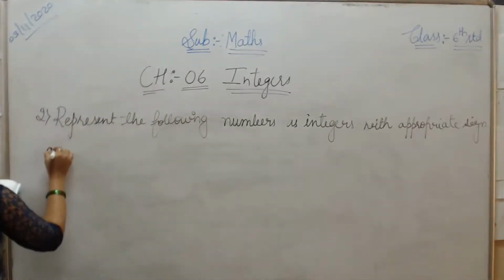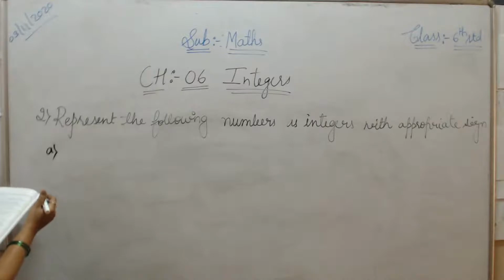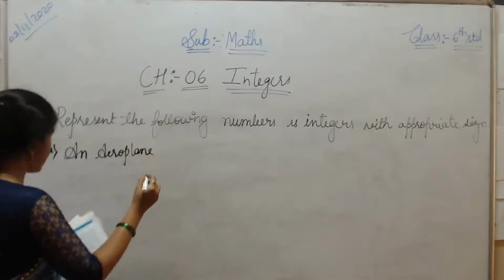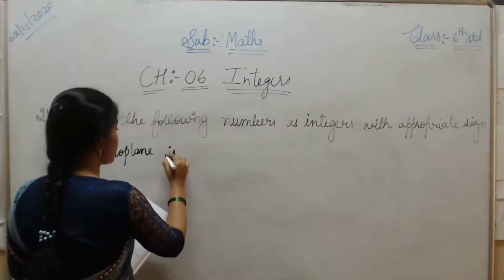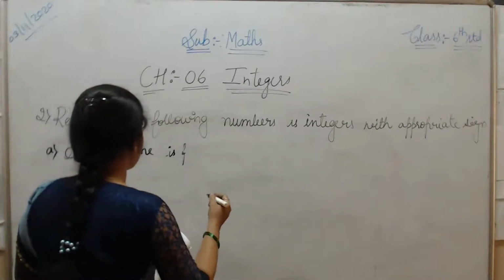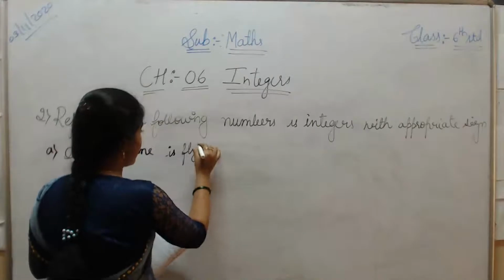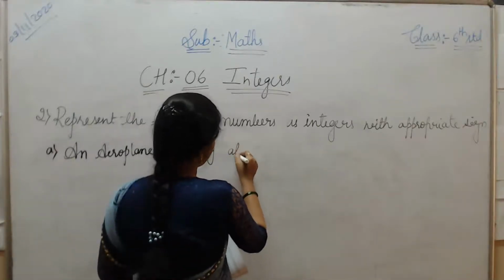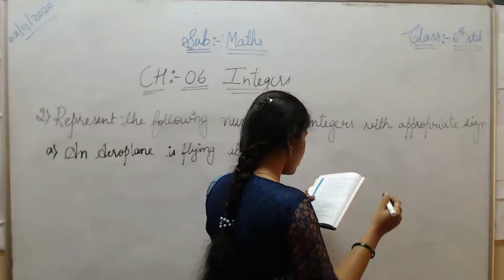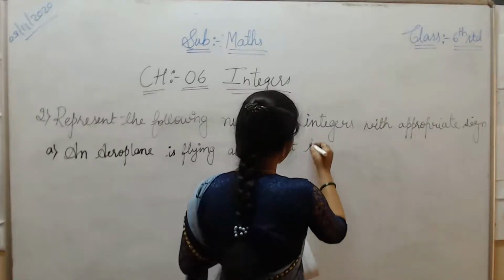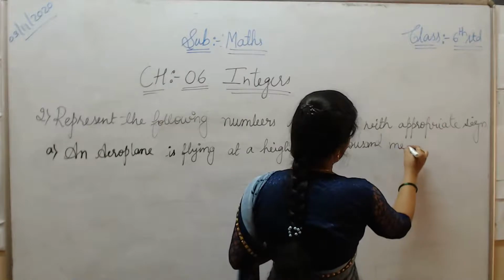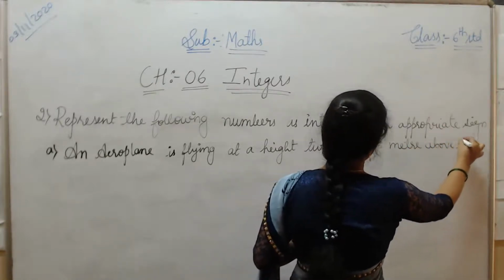First one, A. An aeroplane is flying at a height of 2000 meter above the ground.